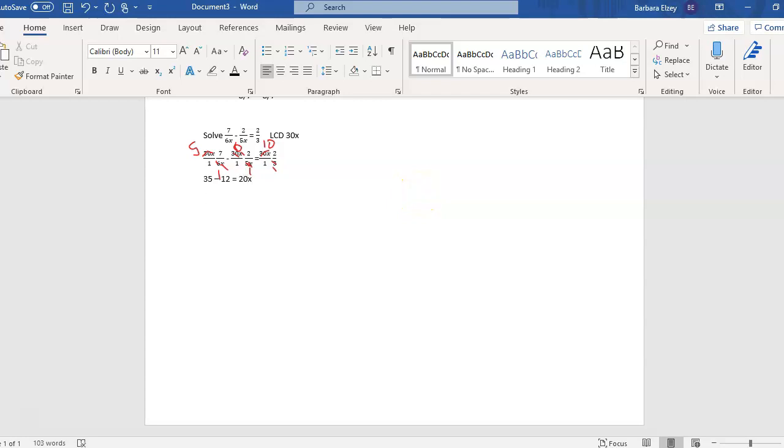So now we've got a linear equation. Let's continue solving. 35 minus 12 is going to be 23. And I still have 20x. And then let's divide by 20 on both sides. And of course, on the right side, it's going to cancel out, and I get 23 over 20 equals x. And of course, 23 over 20 doesn't reduce. In algebra, we're allowed to leave things in improper fraction form, so we are done with that thing.